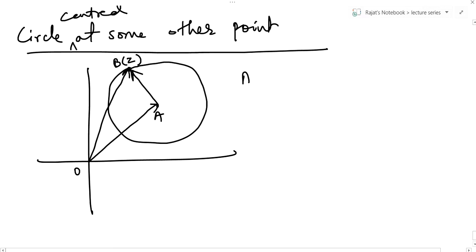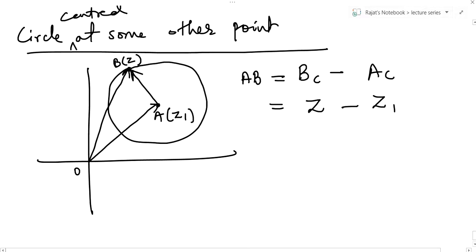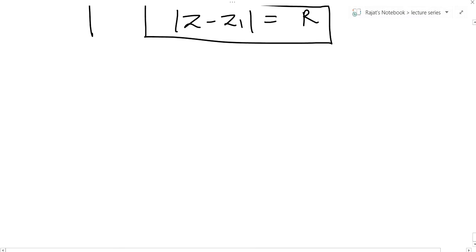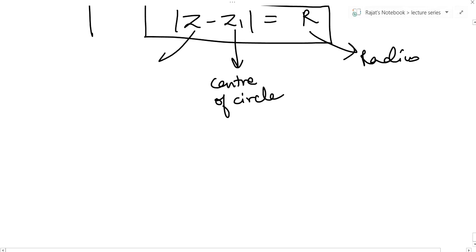Now you can clearly see AB can be written as, now this is the head which is B, so coordinate of B minus this is the tail of AB, so coordinate of A. Let us say the coordinate of A is Z1. So coordinate of B is nothing but Z, coordinate of A is nothing but Z1. So AB is equal to Z minus Z1. So what will be the length of AB? This will be equal to mod Z minus Z1, and again this will be equal to R, and this will remain constant. As you change Z, the radius will not change. So this is the locus. Mod Z minus Z1 is equal to R. So Z1 represents the center of circle, and R represents the radius. Z is the general point.